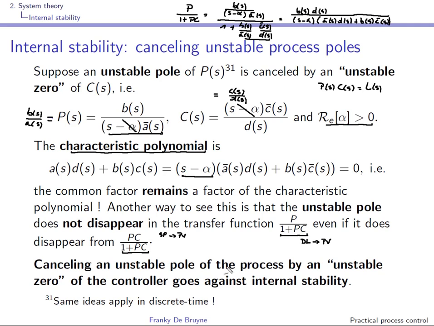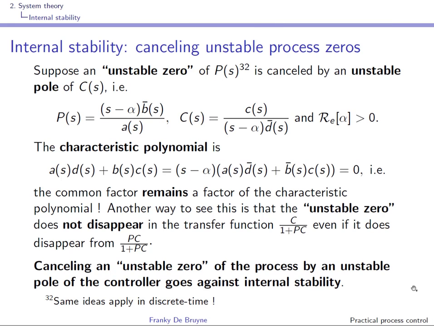So it is forbidden to cancel an unstable pole of the process by an unstable zero of the controller, as this goes against internal stability. As you can see, this transfer function will be unstable.